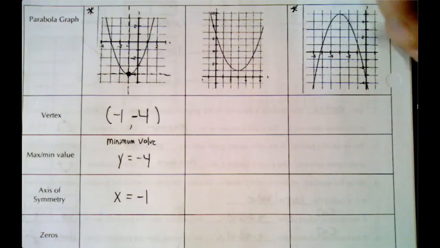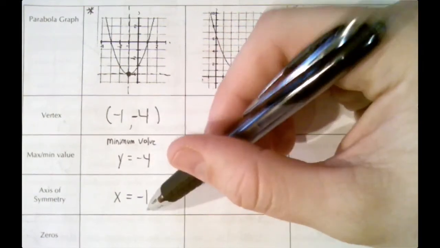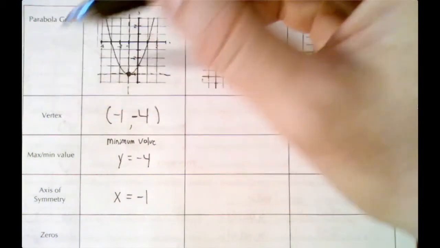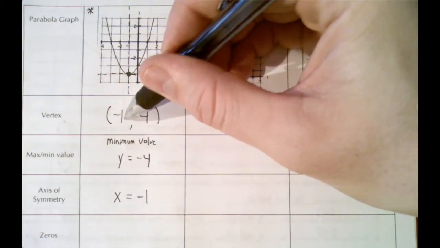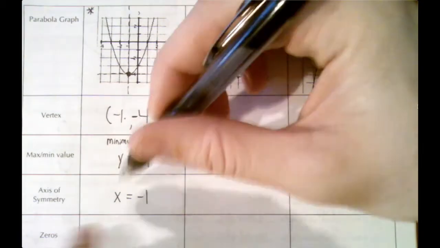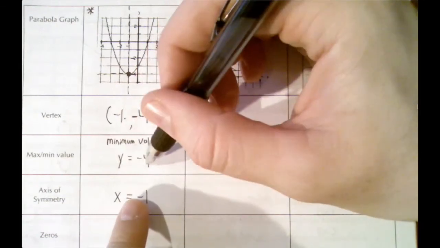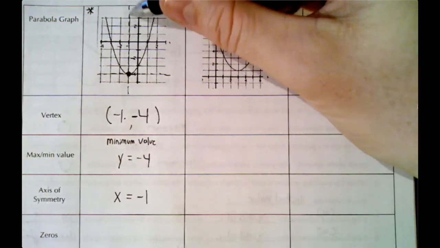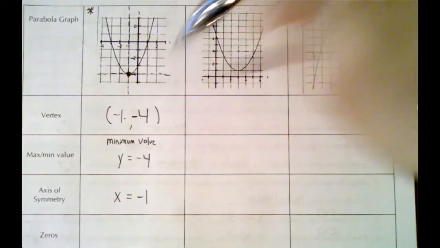Now, if you take a look at this, these 3 things have something in common. The vertex is made up of the axis of symmetry for x and the max or min value for y. So if you look, x equals -1, that's the x of the vertex. Y equals -4, that's the y of the vertex. That vertex is really important because it shows the axis of symmetry and it shows the max or min value.